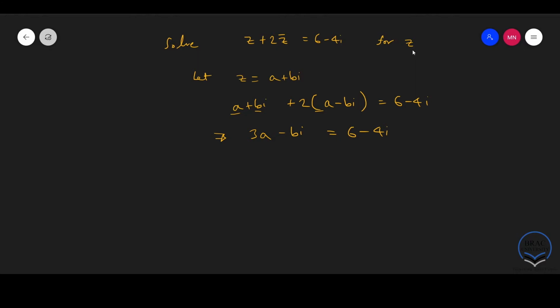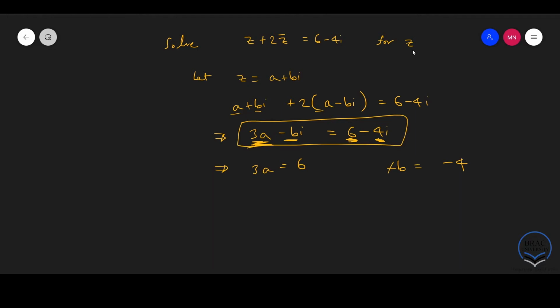Now both sides of this equation will be equal if and only if the real and imaginary parts of both sides are equal. So what we can do is we can equate the real parts together. So we have 3a, which is equal to 6. This is my real parts. And we will have the imaginary part minus b be equal to the imaginary part on the right hand side, which is minus 4.